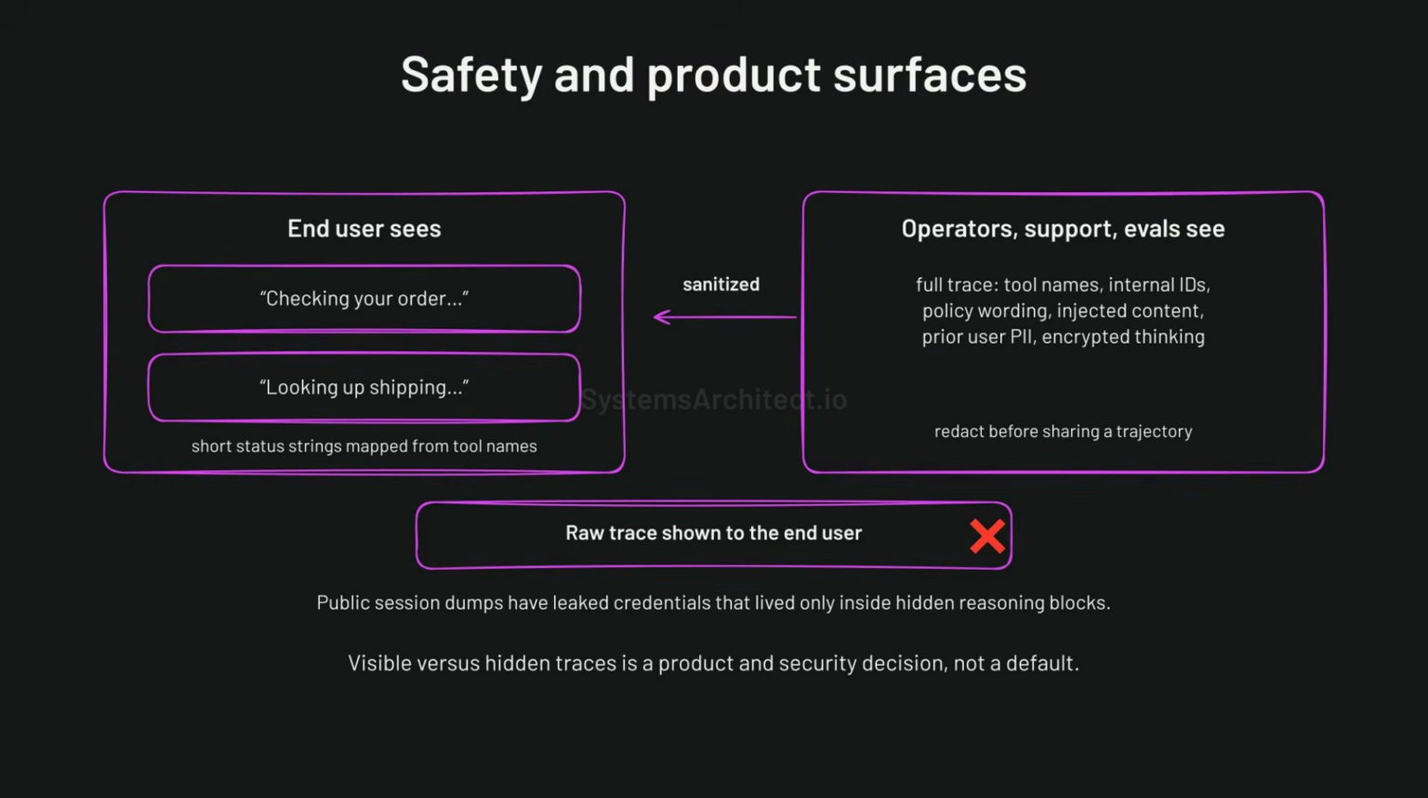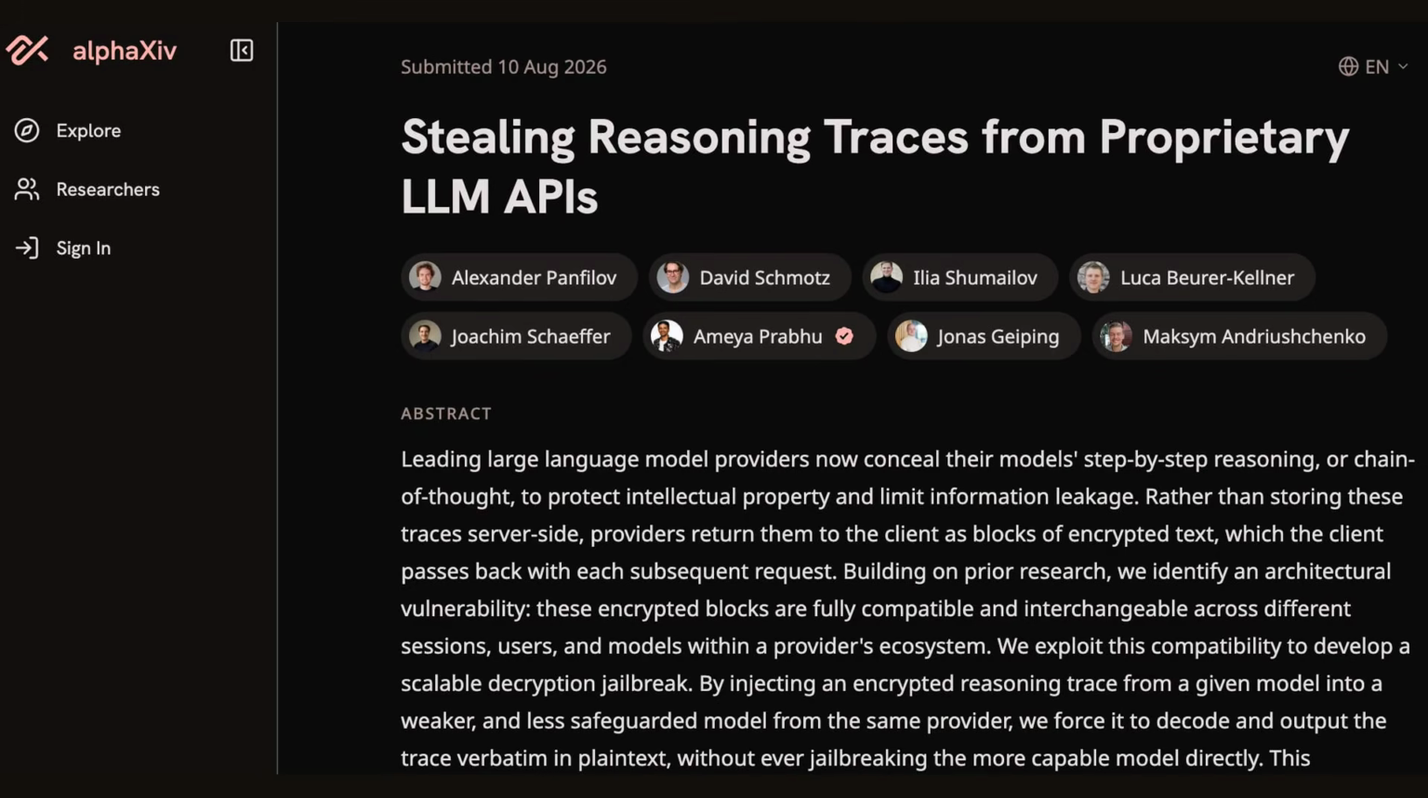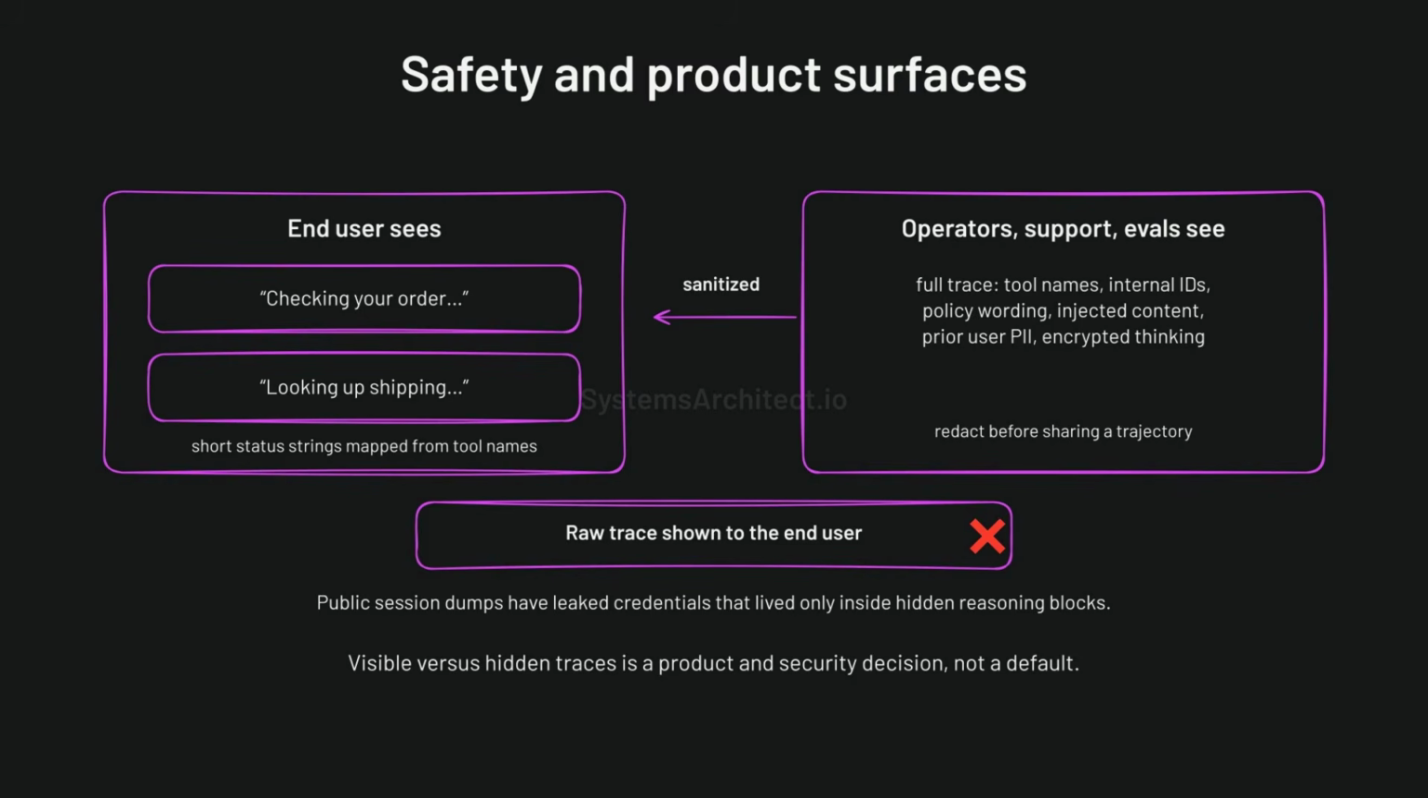Showing raw traces to end users can reveal tool names, internal IDs, policy wording, or prompt injection content meant only for the model. Should users see every thought? Prefer sanitized progress for users. Short status strings mapped from tool names. Keep full trace exposure for operators, support, and evals. Visible versus hidden traces is a product and security choice.